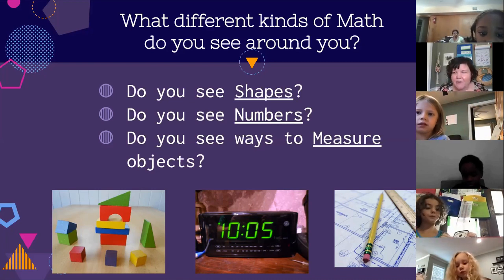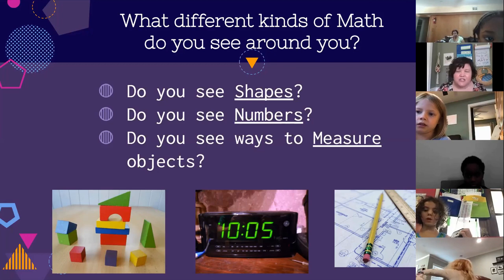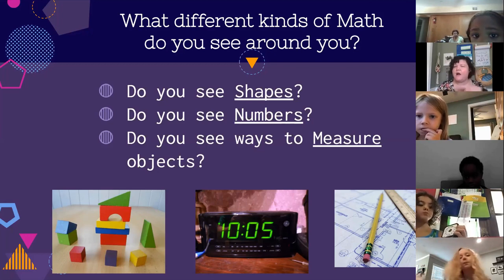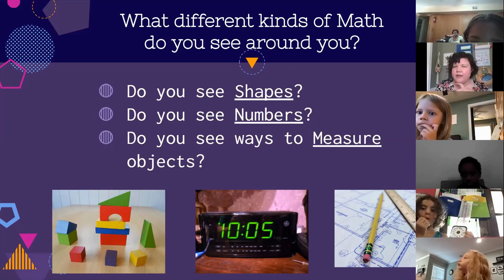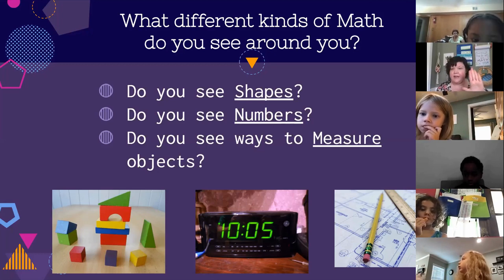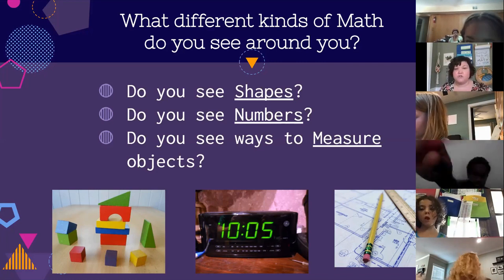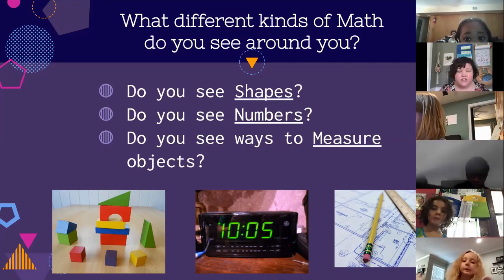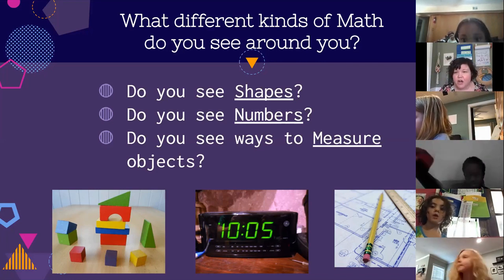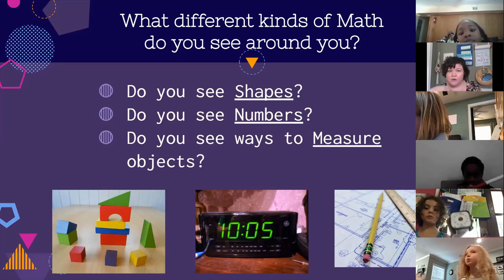On the count of 3, I want you to point to something that shows how tall something is. Now, it doesn't have to be a ruler. It can be something like your hand. It can be something like a pen. It can be something like a toothpick. On the count of 3, I want you to show me something that you can use to measure. 1, 2, 3.